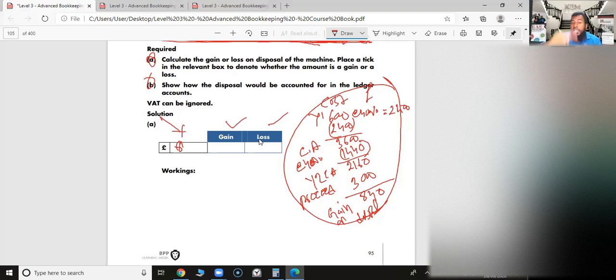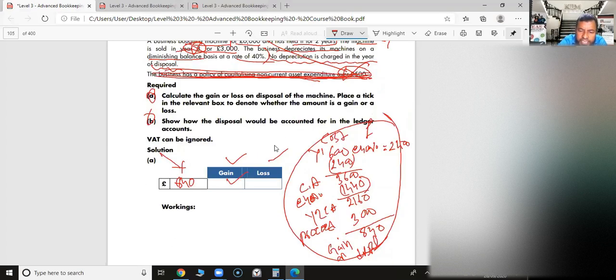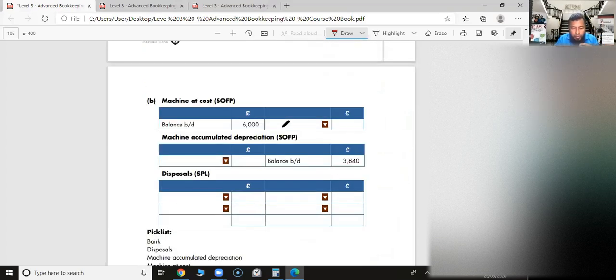I'd like to check the answer step by step here. That should be the answer anyway. That is my gain. Now let's check out the question. Calculate the gain or loss on disposal. That's my A. Done. B. Show how the disposal would be accounted for in the ledger accounts. Now check it out. Ledger accounts. How many ledger accounts have they given us? Superb. Three ledger accounts. The entire chapter is about three ledger accounts.